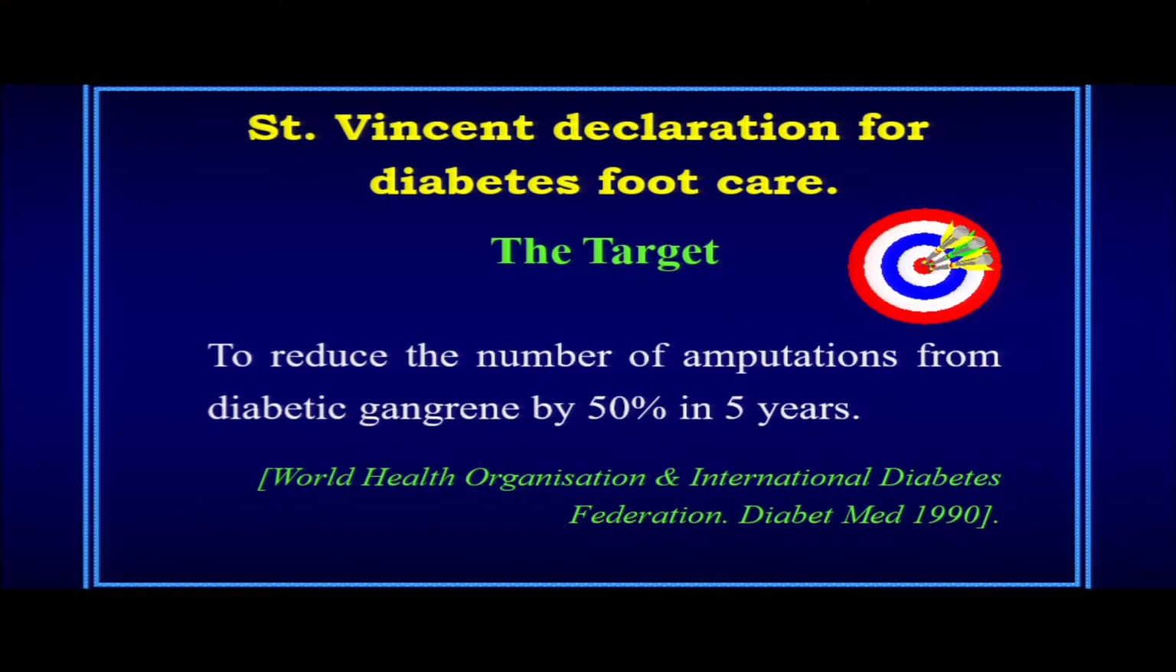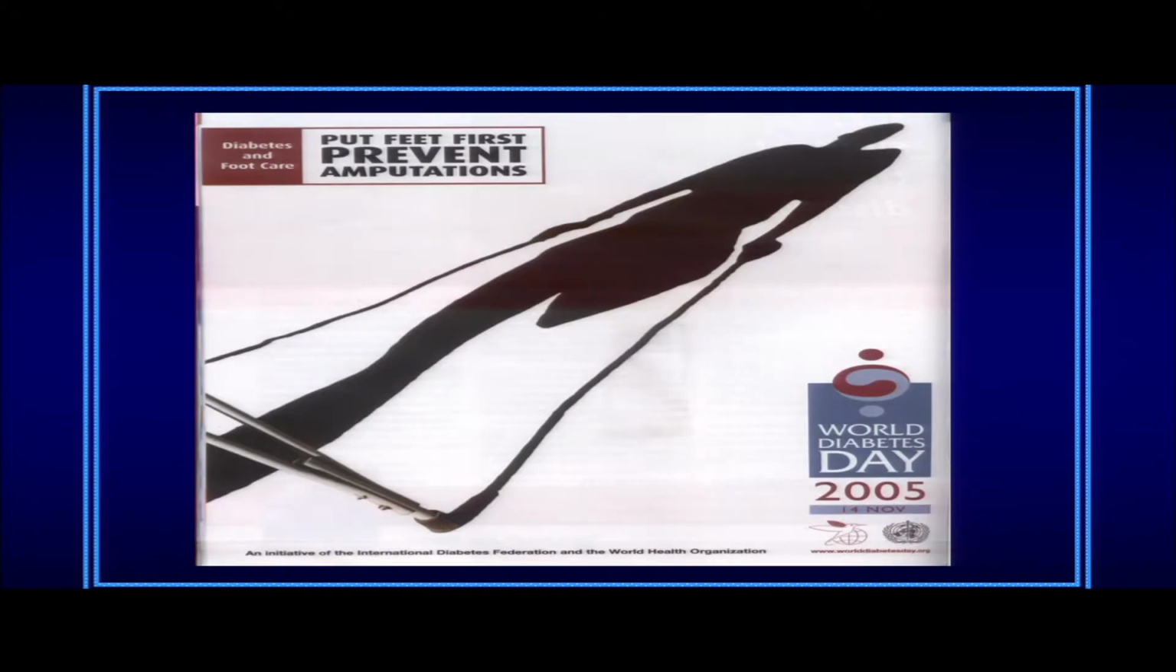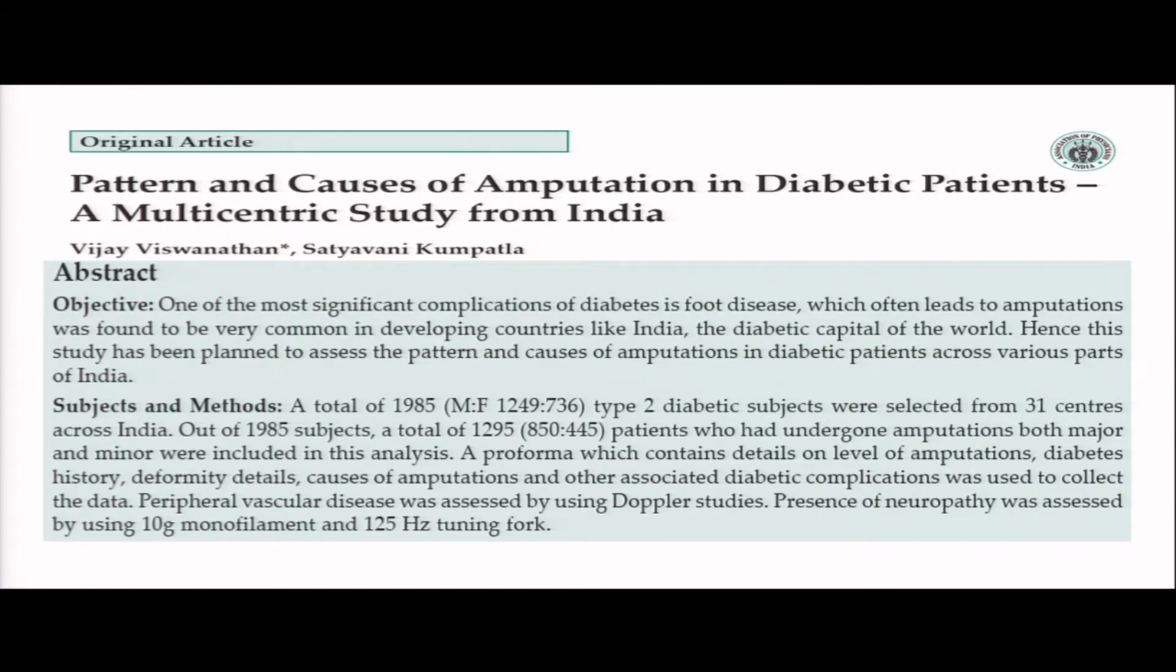Way back in a small island in Italy, the St. Vincent team said that we have to reduce amputations from gangrene by 50% in 5 years, in 1990. It's been 28 years and we are nowhere near reducing the number of amputations due to diabetes. Then the WHO and the IDF said in 2005 that we should prevent amputations. But I don't think we are anywhere close to this target.